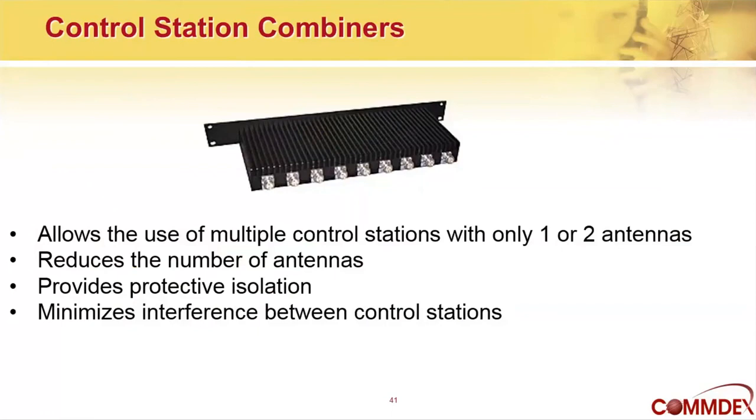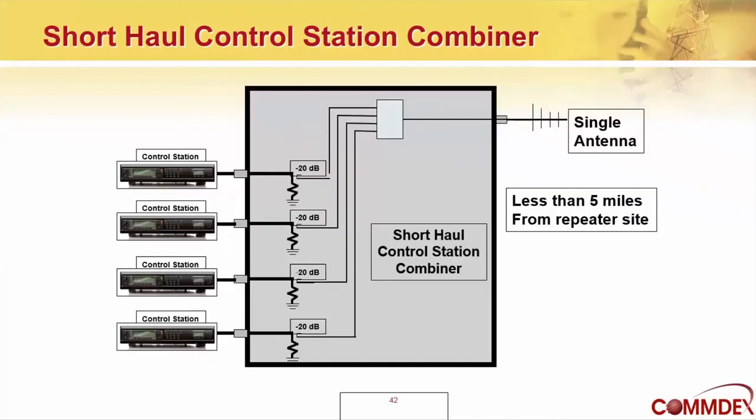So there's 2 different types of these. One of them works with only 1 antenna and one requires 2. But either way, it reduces the number of antennas required and provides some isolation. So the first type we'll talk about is called a short haul control station combiner. This is the type that only requires one antenna to operate.